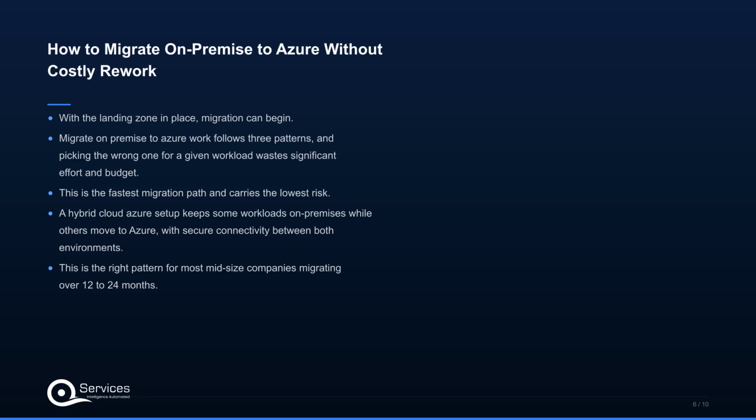It makes sense for applications with complex dependencies not worth untangling, systems that need to exit a data center before a lease expires, and workloads that will eventually be decommissioned. Where it doesn't work: applications needing horizontal scale, monoliths with bottlenecks that containerization would fix, and workloads with licensing that becomes expensive on Azure VMs.